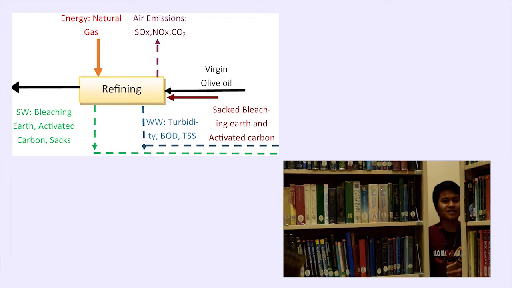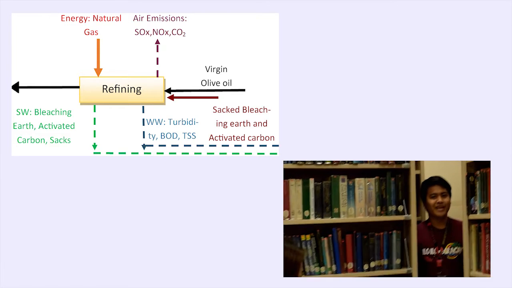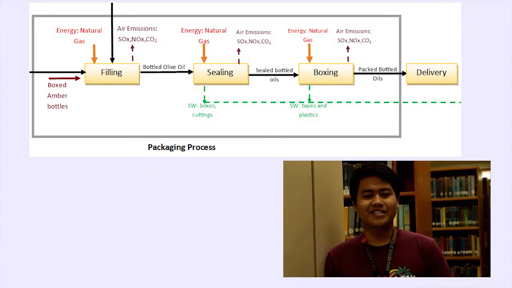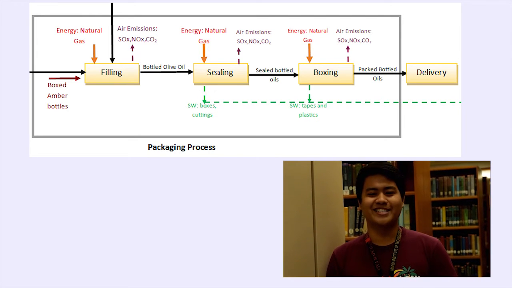For the refining process, the olive oil is refined by adding salt, bleaching earth, and activated carbon. After refining, the wastewater is sent to the wastewater treatment facility, and solid waste, such as sacks, bleaching earth, and activated carbon, are sent to MRF. The unrefined and refined or standard olive oils are sent for packaging.